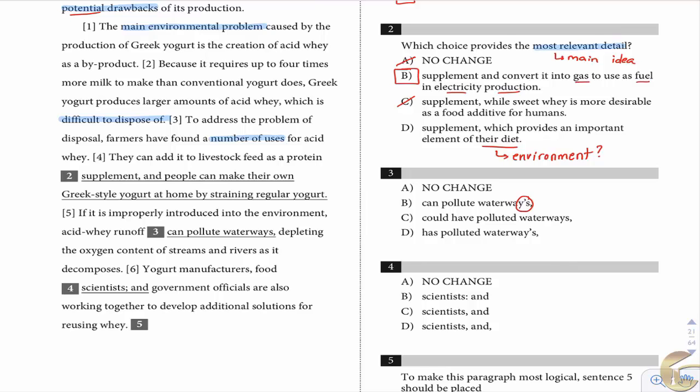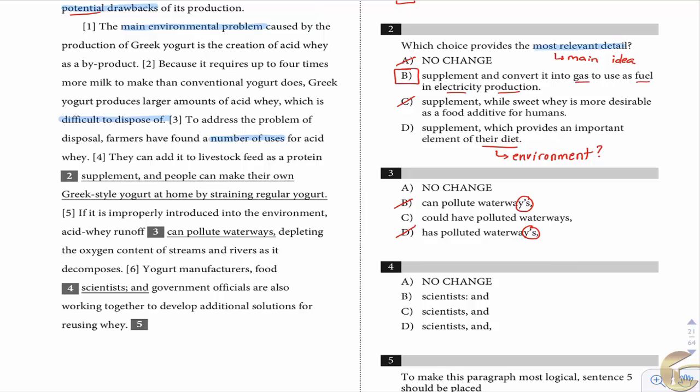This isn't really supposed to be possessive the way it's worded. Complete waterways is plural. There's lots of waterways. So if I look at that, I'm going to eliminate B and D for being, again, a possessive noun. So for number 3, we also have C and we have A.